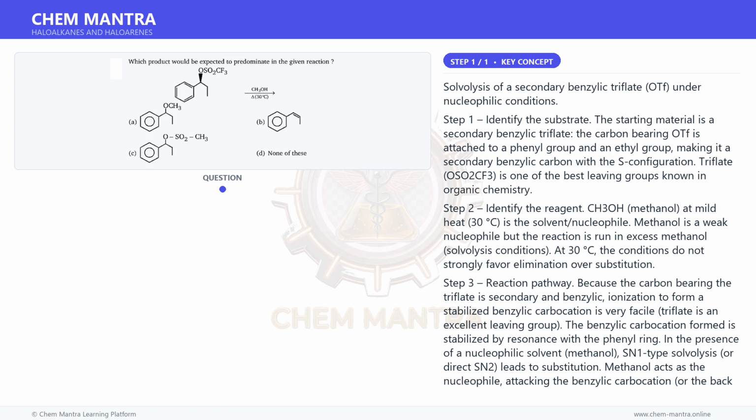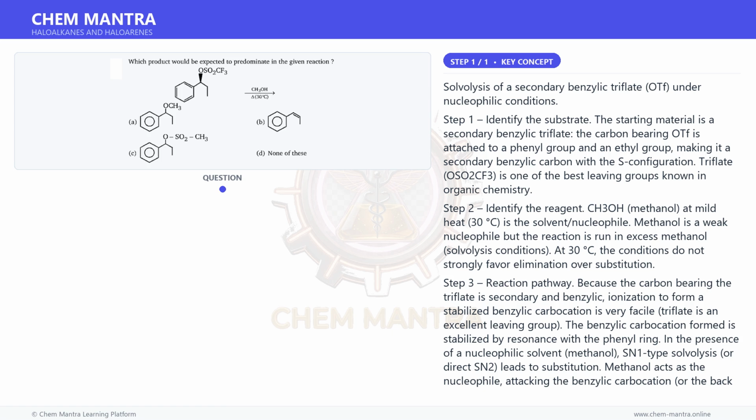Methanol acts as the nucleophile, attacking the benzylic carbocation, or the back face in SN2, displacing the triflate and forming the methyl ether product, PhCH(OCH3)CH2CH3.